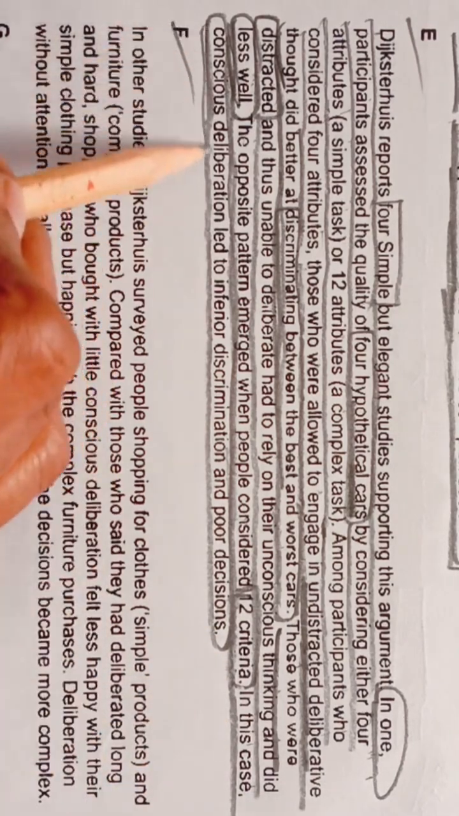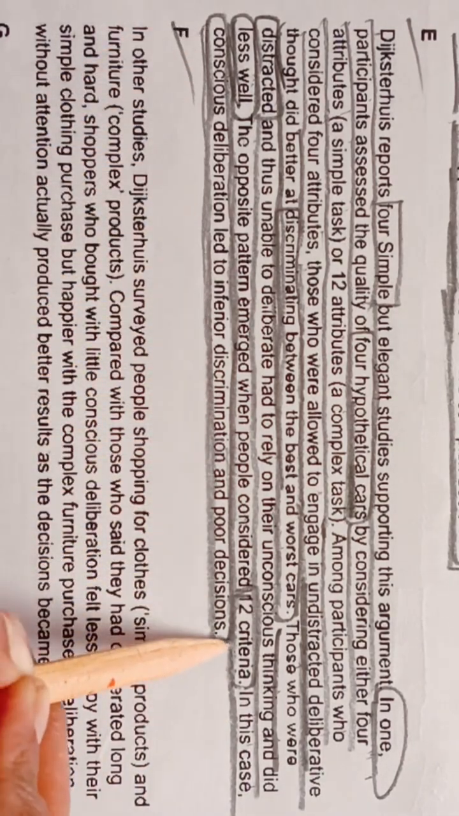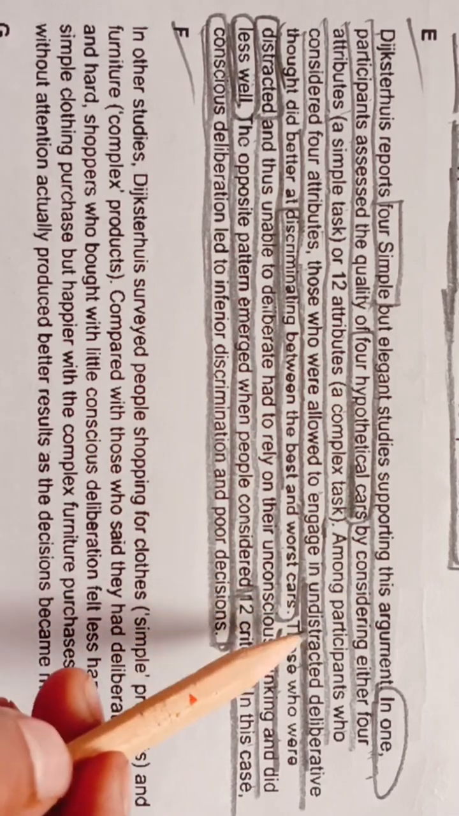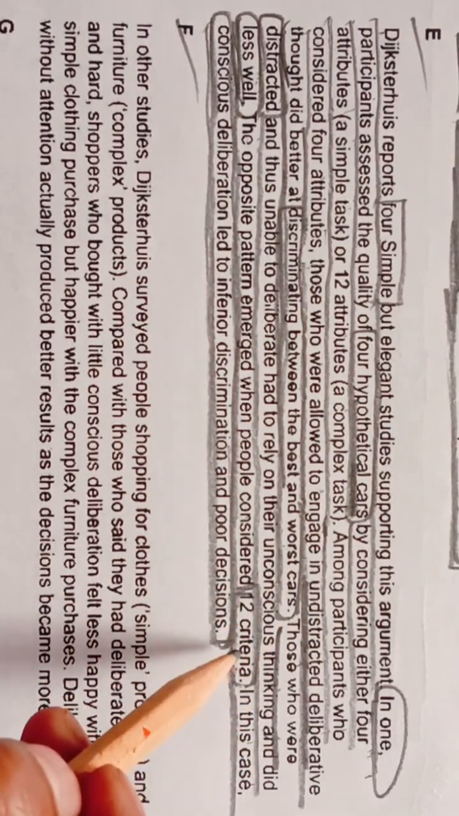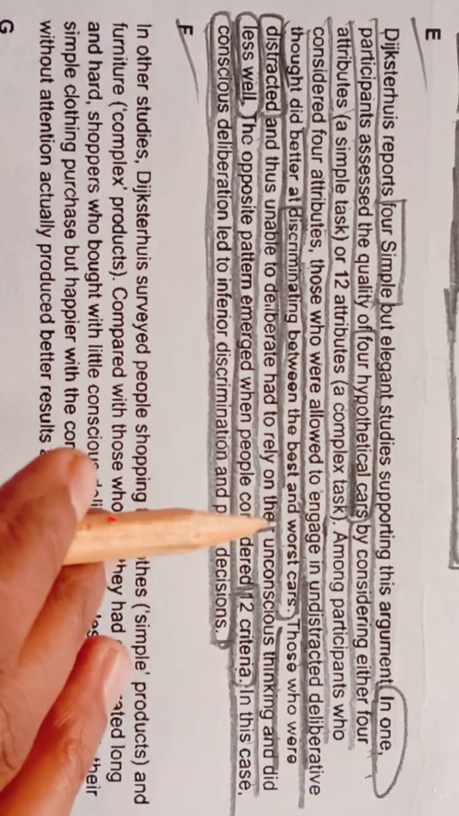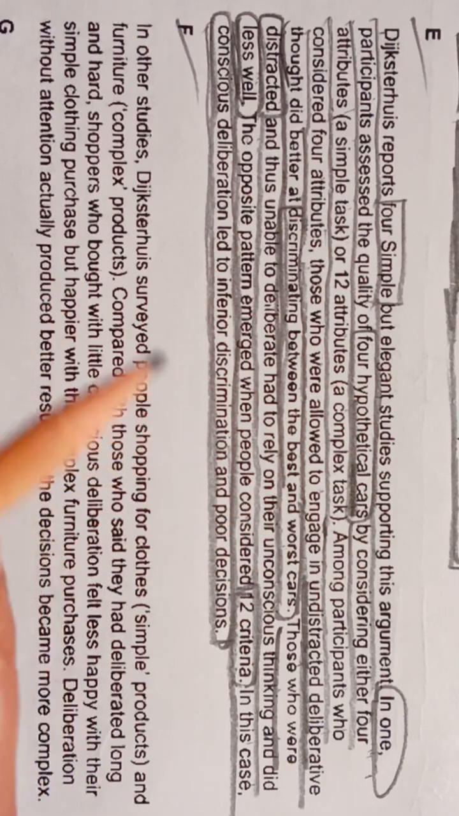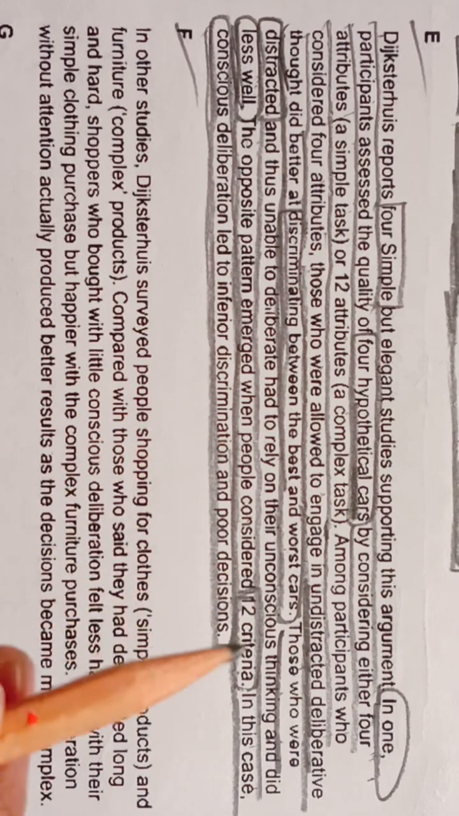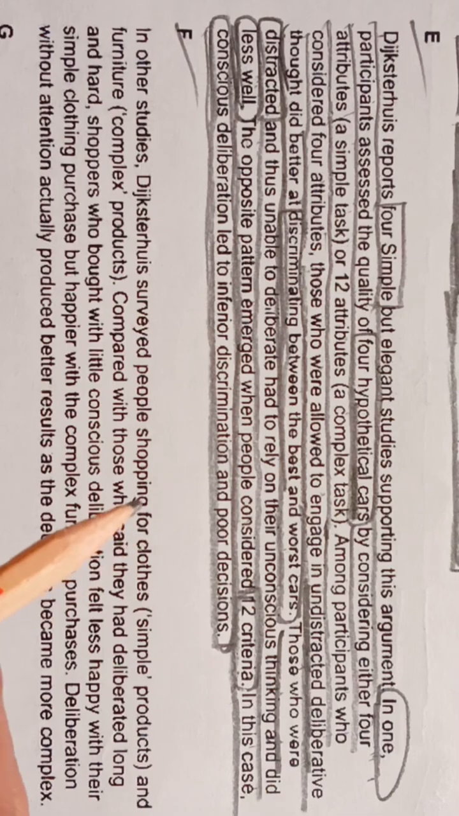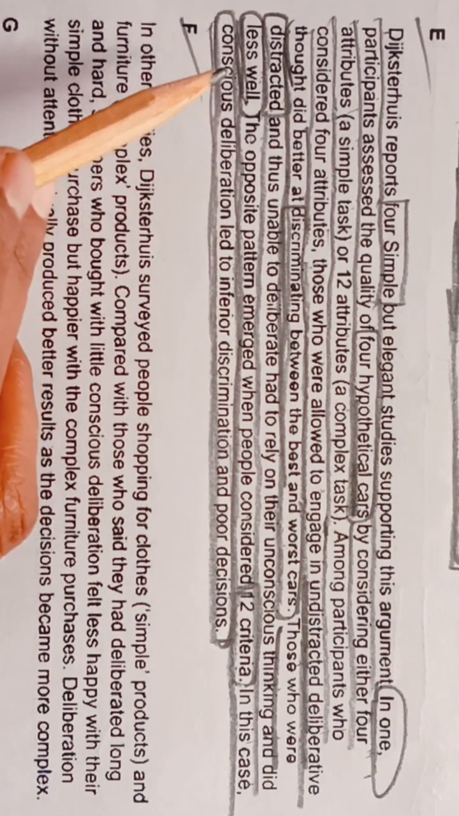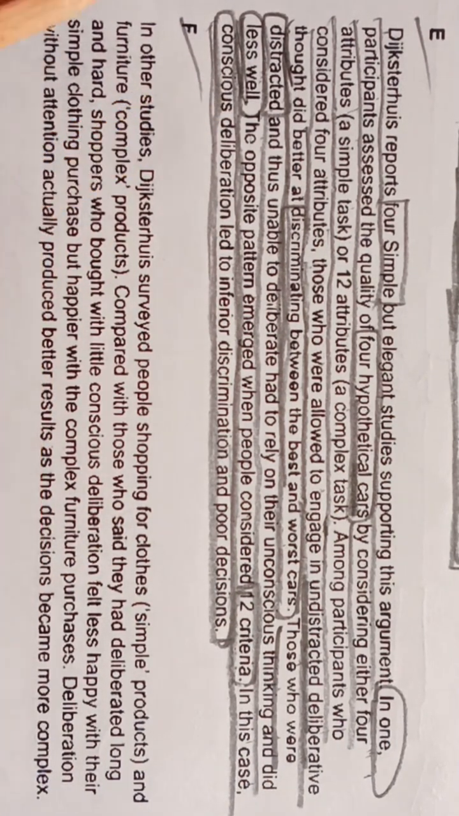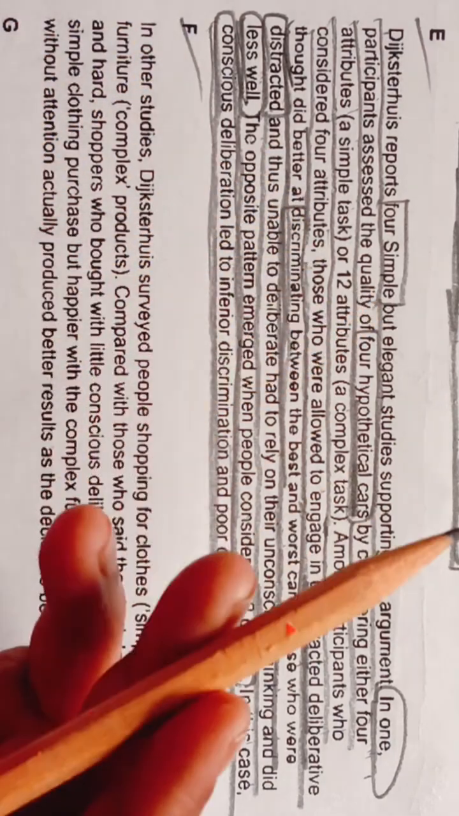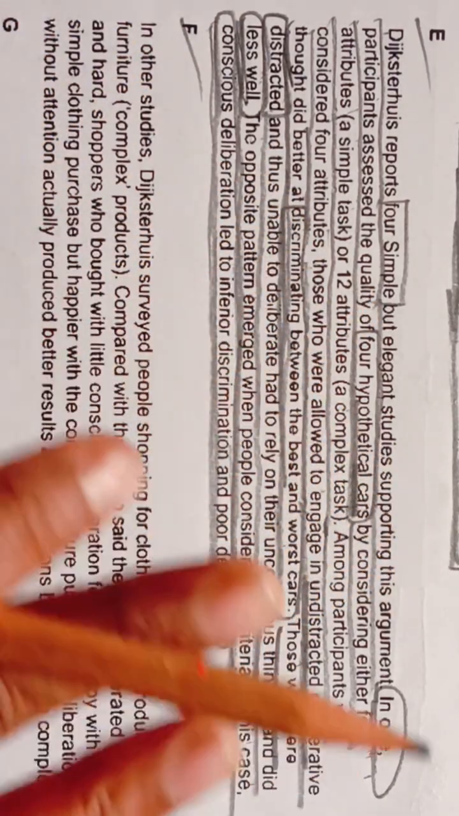In this case, conscious deliberation led to inferior discrimination and poor decisions. What they are saying in this paragraph is that if we concentrate, without any distraction, we make a better decision. But if we are distracted, then we make a less good decision. When we are distracted, our decision is poor, and when we are not distracted, our decision is good. In simple language. Okay, so let's see whether we are getting our answer or not.